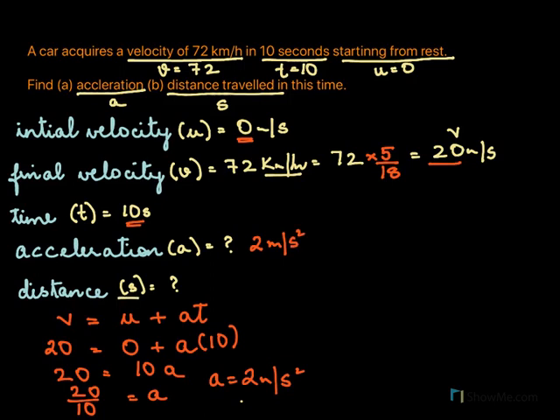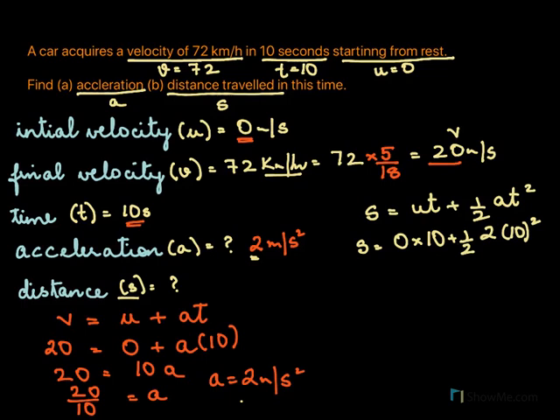Now we need to find also the distance. To find distance, we use the formula s equal to ut plus half at square. We know u is 0, our time is 10, half, the acceleration we have just found is 2, and time is 10 square. So s equal to 0 into 10 is 0, plus this will cancel out, so you will have 10 square, which is 100. So the distance is 100 meter.